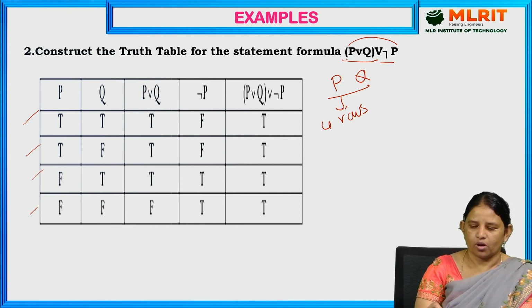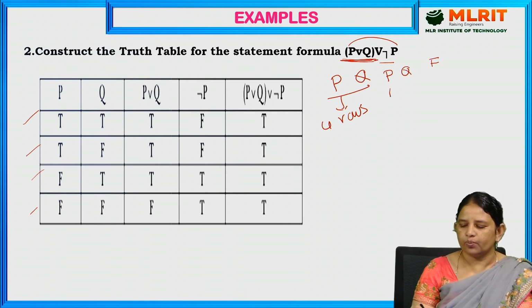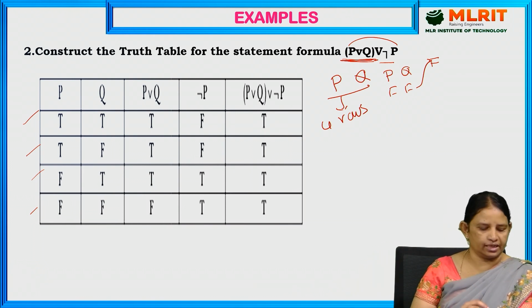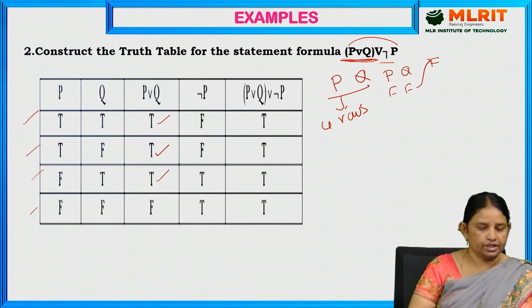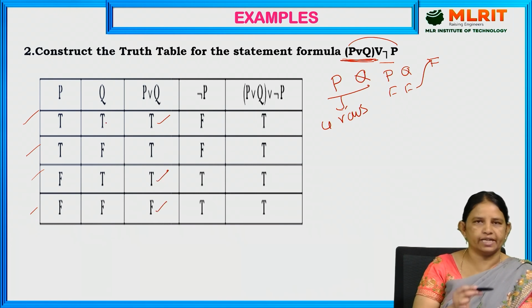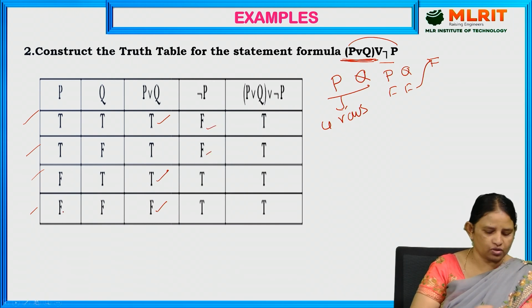First we can perform P or Q. P or Q returns false if both propositions are false. Otherwise, it returns true for all the remaining cases. True, true is true. True, false is true. False, true is true. False, false is false. Next, negation P means take the opposite of the proposition. True, true, false, false, false, false, true, true.